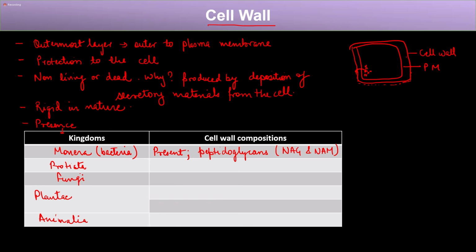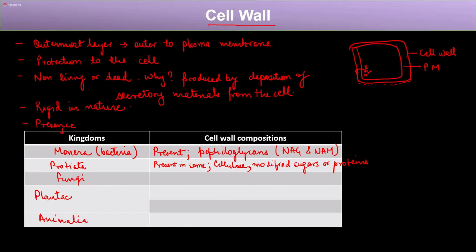Now, the second kingdom is Protista. So in Protista, it is present in some, not in all Protista. These are present in some of the protists. And what is the composition of the cell wall? This is made up of cellulose, or it can be made up of cellulose or other modified sugars or proteins, okay? So the cell wall is not present in all the protists. It is present only in some protists, and it is made up of cellulose, modified sugars or proteins.